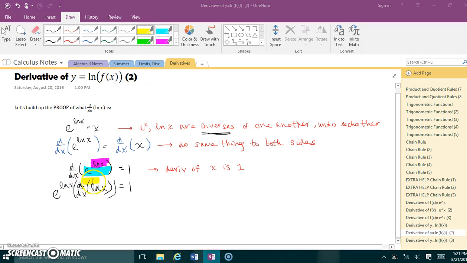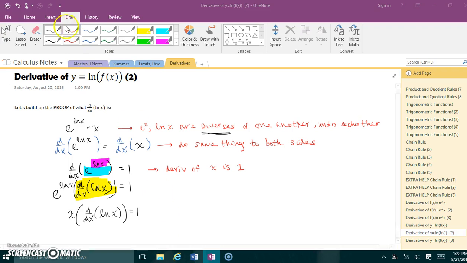This is what I'm ultimately looking for, the derivative of ln of x. So let's try and isolate this, and then maybe we'll have the rule. We already know what e to the ln of x is. We just did it right here. e to the ln of x is just x. So now I have x times the derivative of ln of x.